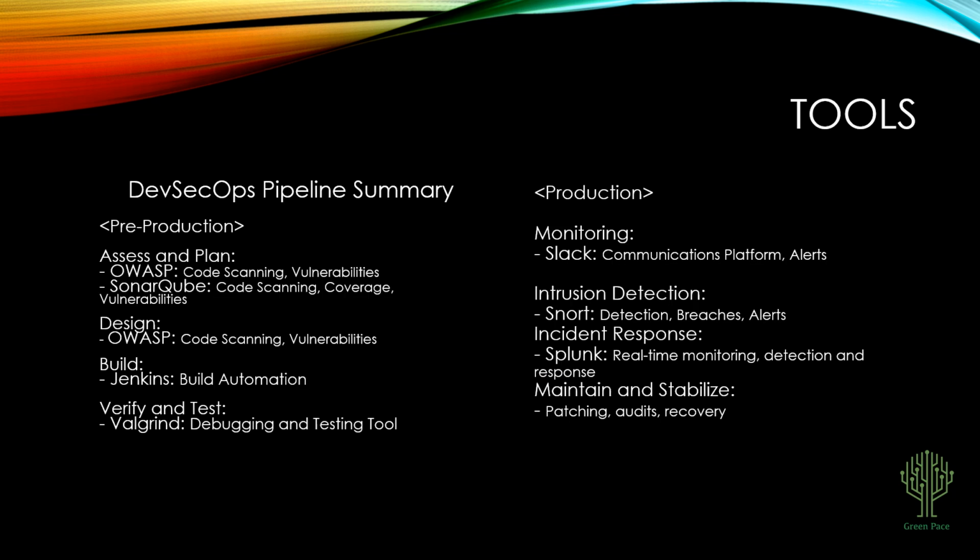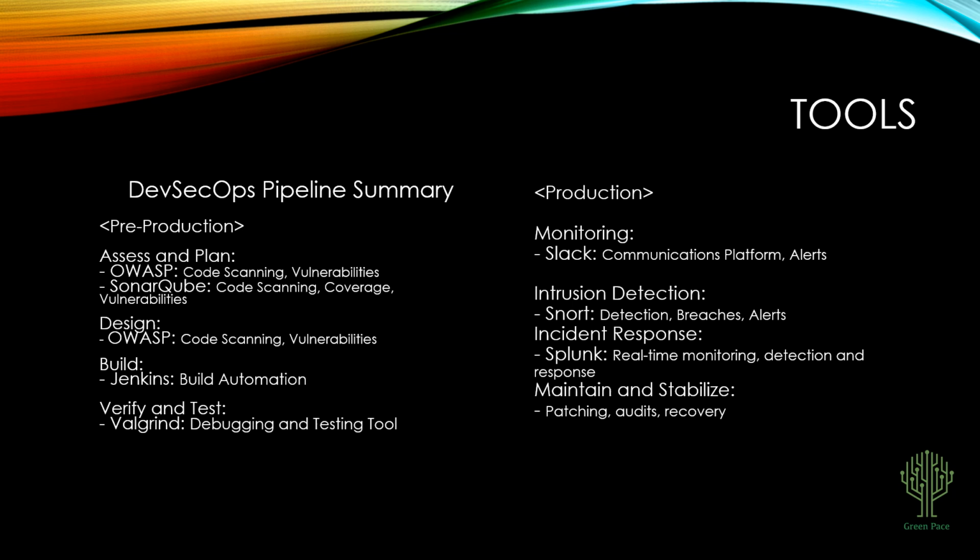The DevSecOps pipeline integrates security into the development lifecycle, ensuring continuous assessment, testing, and monitoring. Pre-production involves planning with tools like Open Web Application Security Project and SonarQube for vulnerability scanning, designing secure applications, building with automation via Jenkins, and verifying with Valgrind for debugging.